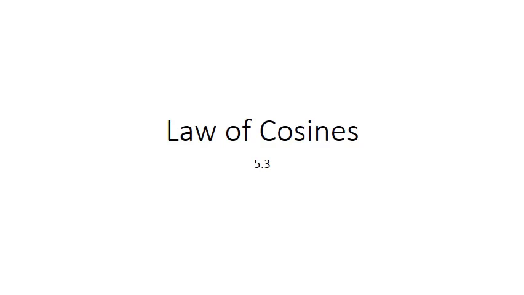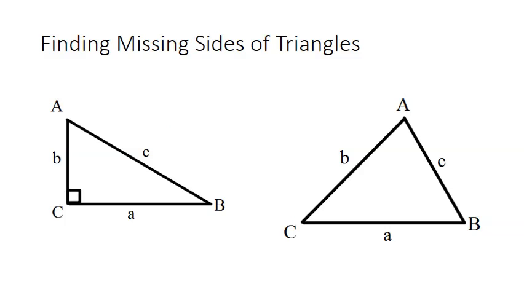Okay, so today we are going to start talking about section 5.3 and we're going to start exploring the law of cosines. So we've been exploring how to find the missing sides of triangles. And last class we talked about how to use our right triangle ratios to find the missing sides in right triangles.